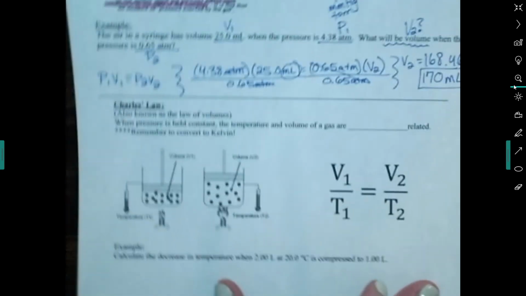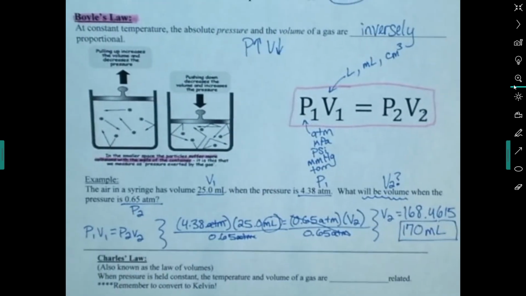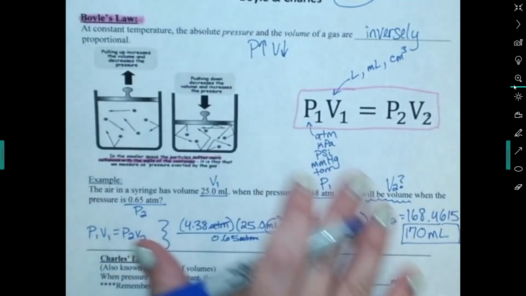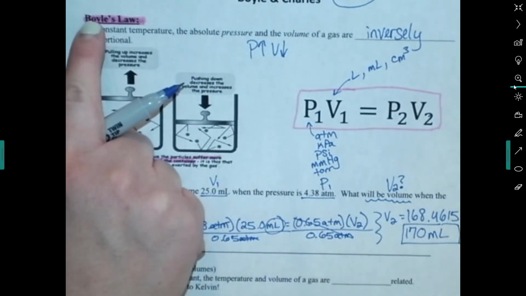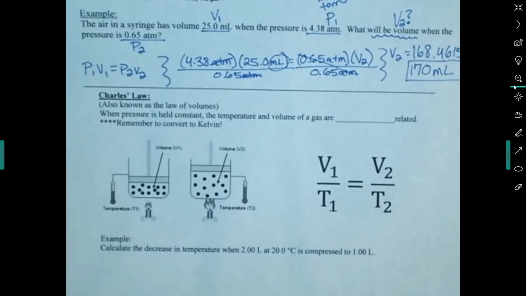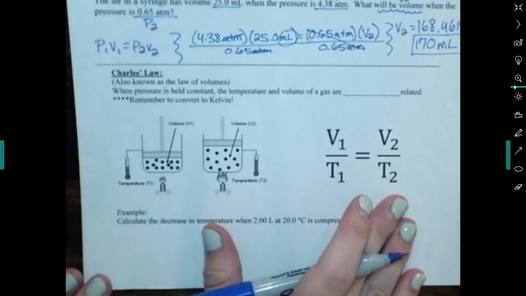Let's do Charles' law next. Oh, also, why is it called Boyle's law? Because a guy named Boyle invented it. Can you imagine if your name was Boyle? Yeah, it happens. So that's why it's called Boyle's law. Charles' law was named after a dude of the name Charles. So all these are named after scientists.